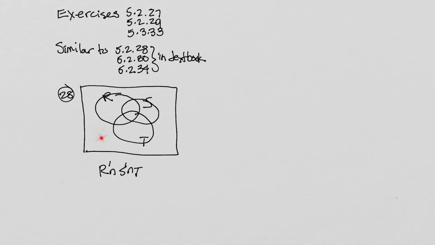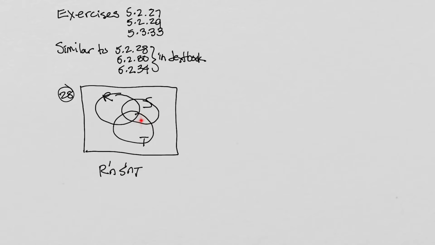Let's start here. Is it outside of R? Yes. Is it outside of S? Yes. Is it in T? No. So let's move on. What about here? Is it outside of R? No. That's a no, so we need all yeses, so let's move on. What about here? Is it outside of R? No. Let's move on. What about this? Is it outside of R? Yes. But is it outside of S? No, I'm looking for this part right now. It's outside of R, but outside of S? No. So let's move on.